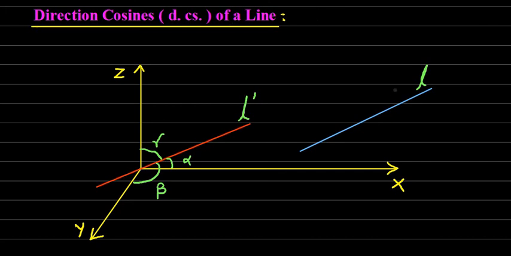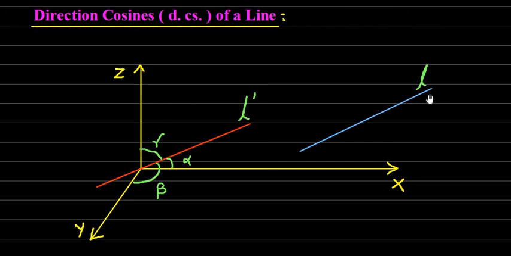So here, if we have a given line L, then we draw a line which is parallel to the given line in such a way that it passes through the origin. And if it passes through the origin, then we can easily find out the angle between that line and the positive directions of X, Y and Z axis. After finding those angles, if we take the cosine of those angles, then it is called the direction cosines of a line L. Okay, so let us see.